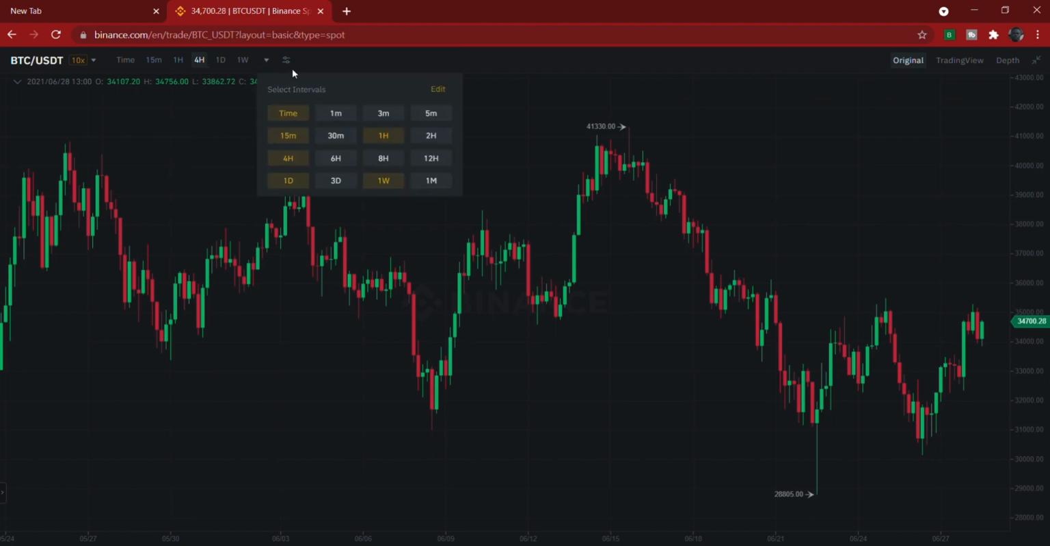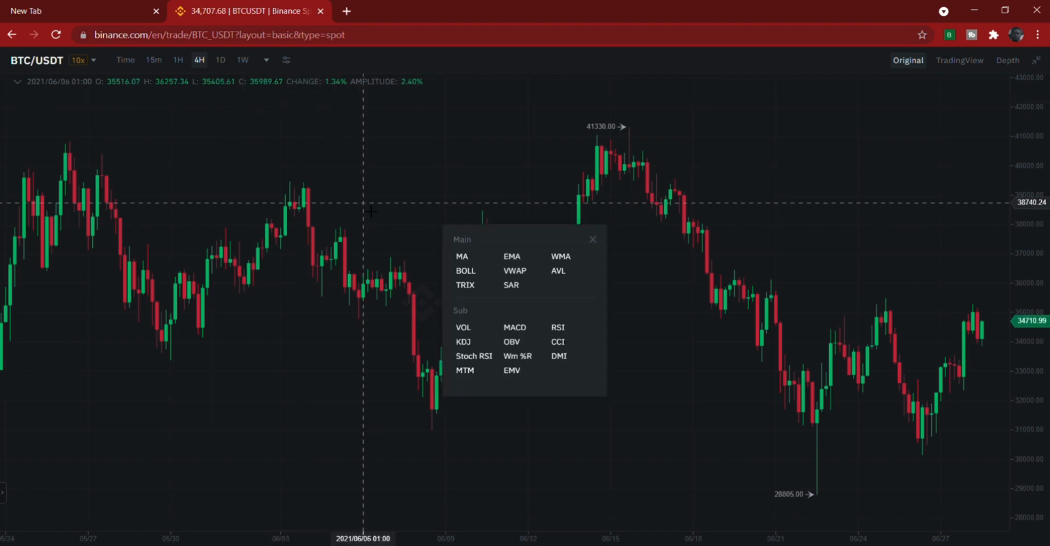So to check the technical indicators, you just click this icon here, technical indicator, and it's going to show you the various technical indicators that you can use to determine when to buy a coin or when to sell a coin, or how to do technical analysis of a coin.